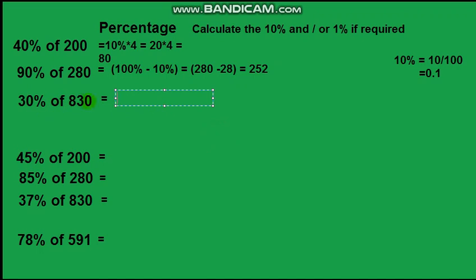Now here, 30% of 830. What is 10% of 830? It's 83, right? So 10% of 830 multiplied by 3. I'm writing all this because some students don't know the details. From the next problem onwards, I will directly write 10% of that number. So 10% of 830 is 83, multiplied by 3, and the answer is 249.